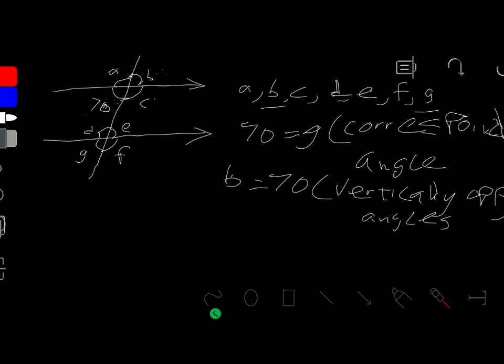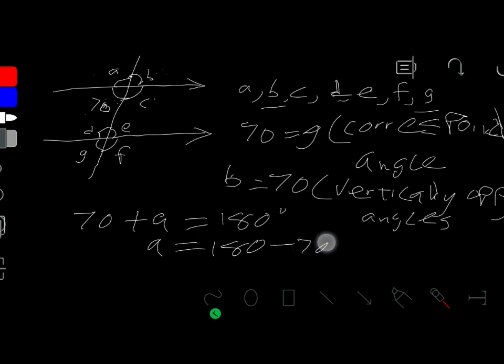Now let's find A. For us to find A, we're going to use the law that states that angles on a straight line add up to 180. So we can easily say that 70 plus A is equal to 180, right? And if that's the case, collect like terms, you have that A is equal to 180 minus 70, and that will give us 110. So A is equal to what? 110.